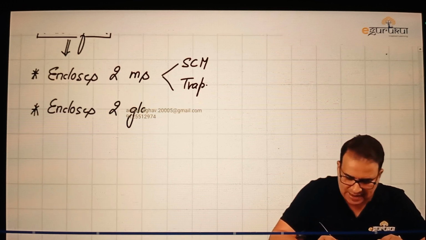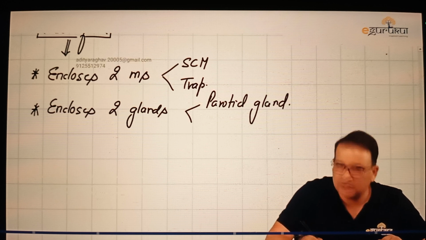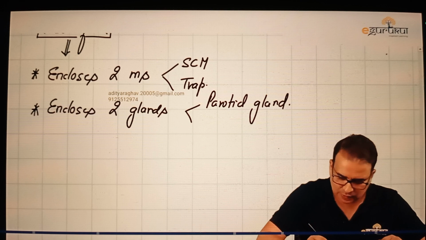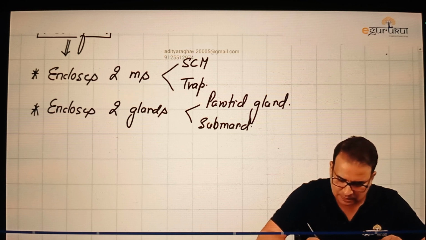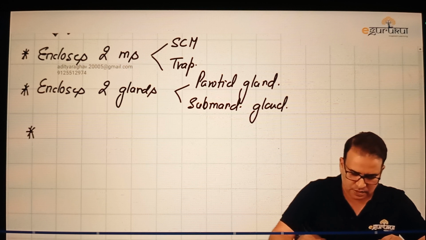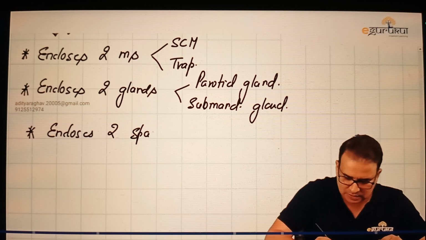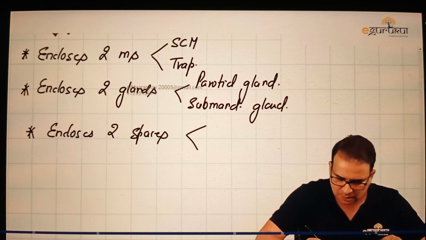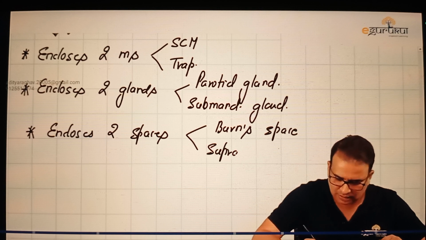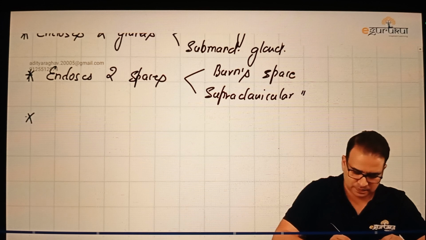It encloses two glands. Which two glands? One is the parotid gland. We said the face is devoid of deep fascia except the parotid region. So one is the parotid gland and the other one is the submandibular gland. Parotid and submandibular. Then we have the third one, that it encloses two spaces. We just discussed the two spaces. Which two spaces? We have Burns space, that is the suprasternal space, and also the supraclavicular space. Two spaces.